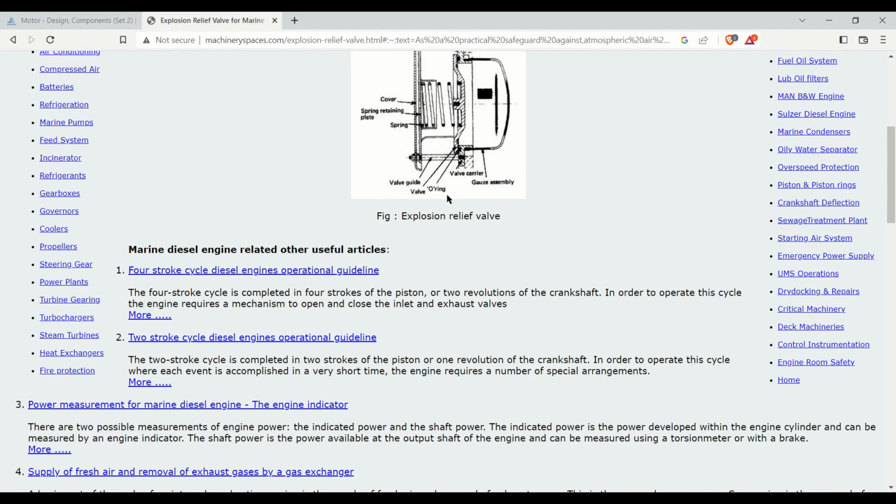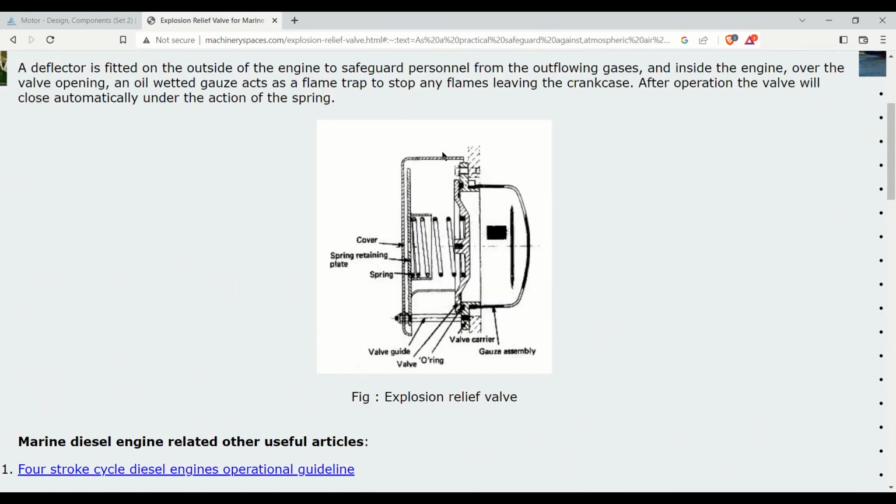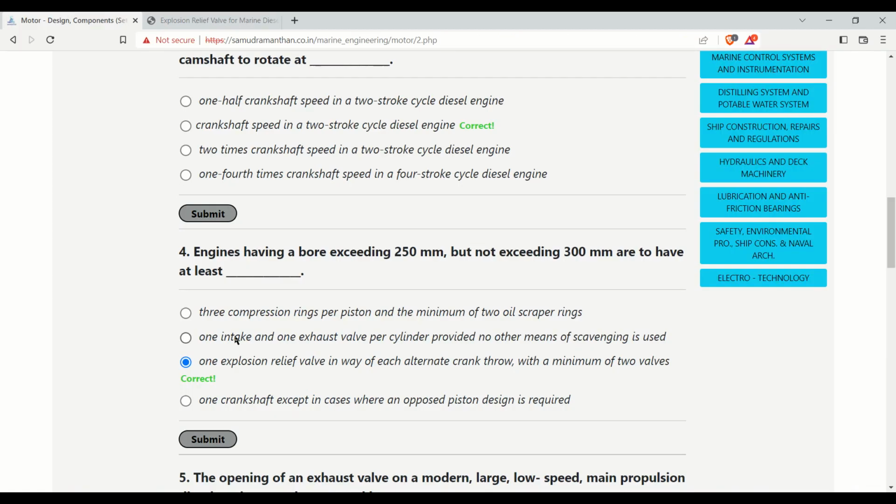Yeah, the images of the explosion relief valve we discussed just now. It's the cover, spring retaining plate. It helps the spring to be in position, and this is the spring which works against the pressure. If the pressure rises above its limit, it opens the flap. The valve guide and valve o-ring work as a seal, and the valve drainer, gauge assembly, and all these are parts. Now let's move to the next question.